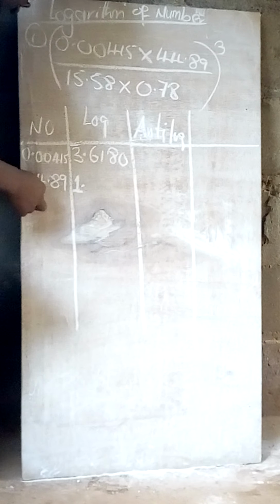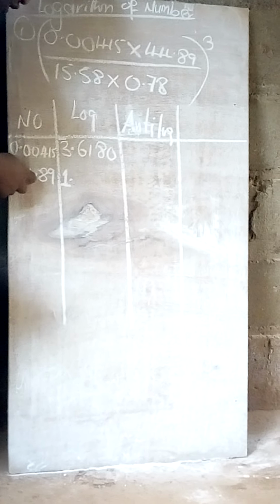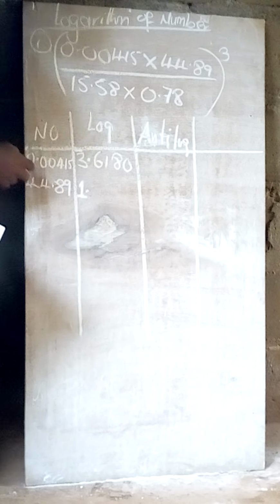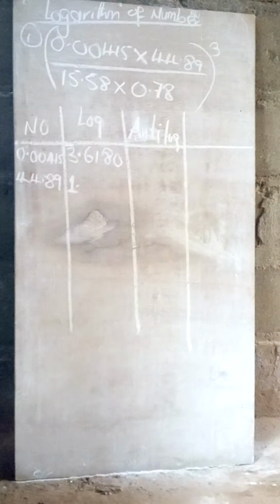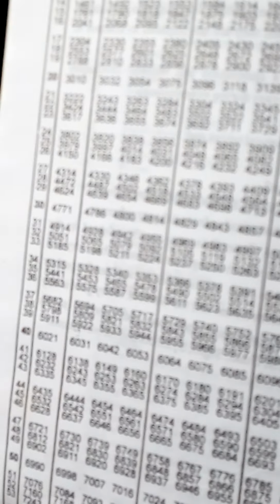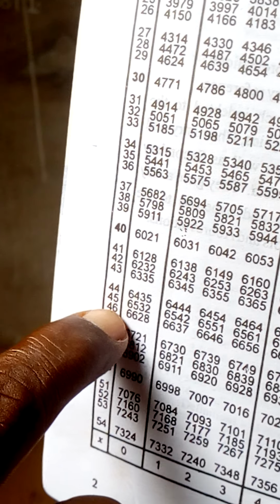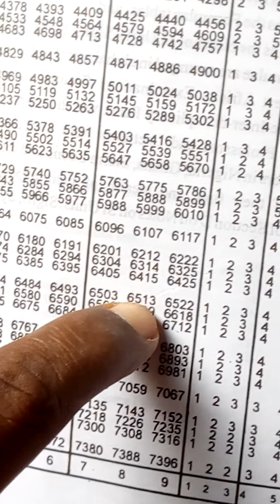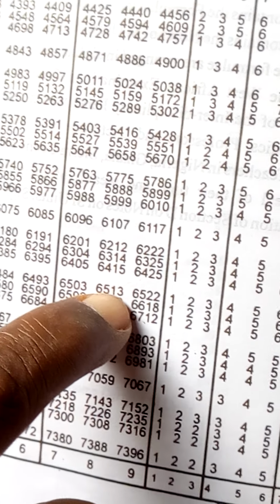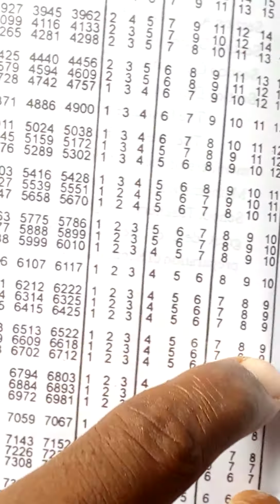Let's now move to the second one. You combine them: 44 under 8, difference of 9. Are we there now? Let's check again. Okay, let's go to 44. These are 44, right? Under 8, right? You move to 8, which is 6513. Difference of 9 is 9. Are we there now?